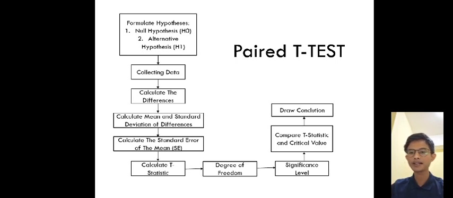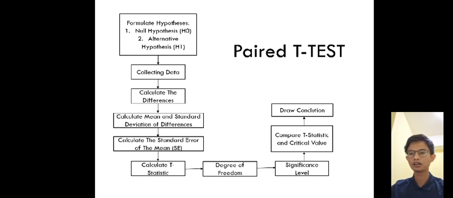And then the next step is the critical value or significance level. We try to determine the critical value for the t-statistic based on our chosen significance level, for example 0.05. And then we compare the t-statistic and the critical value. If the calculated t-statistic is greater than the critical value, we will reject the null hypothesis. It will indicate a significant difference between the means of the paired observations.